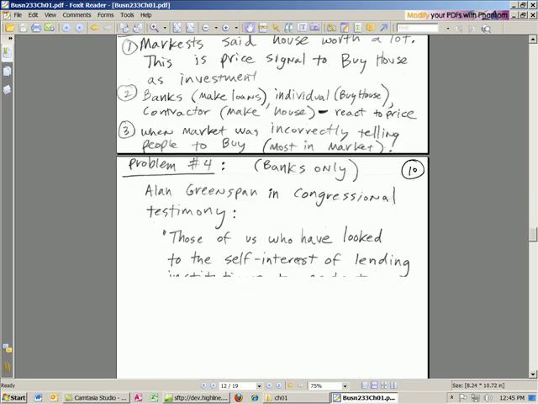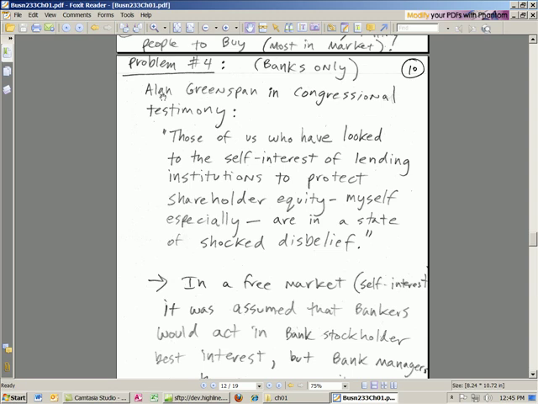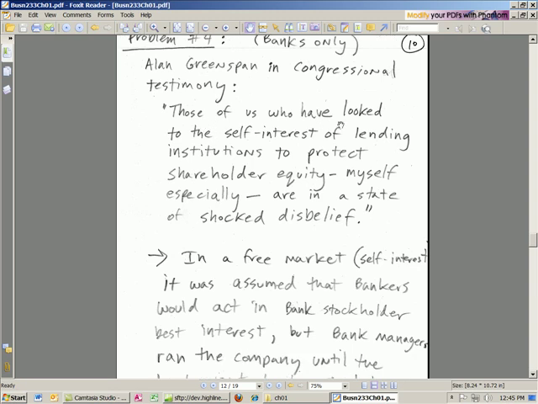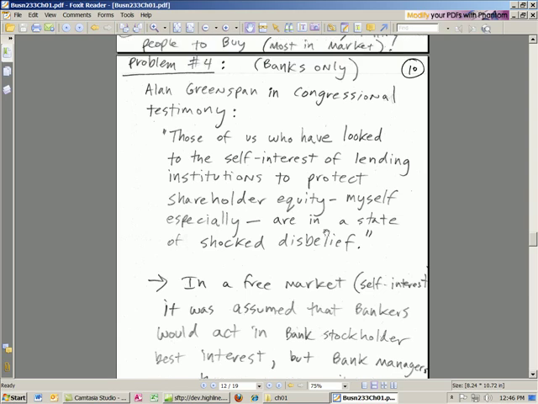One last example. This is kind of banks only. You can look over this one if you want. Alan Greenspan, in congressional testimony, said those of us who have looked to the self-interest of lending institutions to protect shareholder equity, myself especially, are in a state of shocked disbelief. He's talking about banks. All this means is that they assumed that free markets and individuals in the free market would never destroy all of the shareholder equity. And in essence, the banking industry almost collapsed across the board. He just couldn't believe that banks would implode completely when managers were allowed to just do whatever they want.